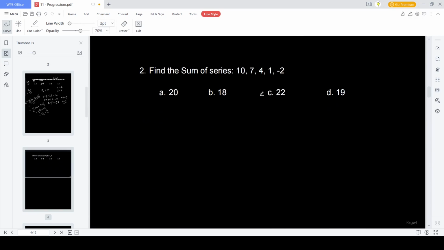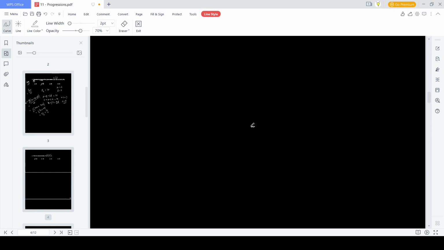Next question, find the sum of the series 10, 7, 4, 1, minus 2. Okay, here you can simply just add it. 17 plus 4 is 21, 21 plus 1 is 22, 22 minus 2 is 20. You don't even need to use any formula here.